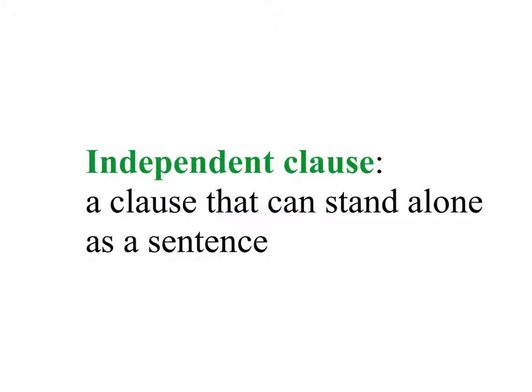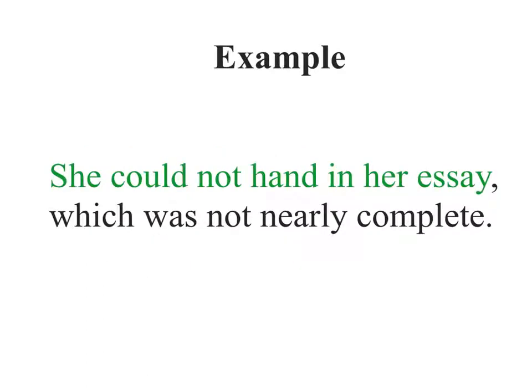But first we're going to start with the independent clause, and that can be a sentence. It is a clause that can stand alone as a sentence. Let's take a look at an example sentence. She could not hand in her essay, comma, which was not nearly complete. So let's just look at the part in green. Is it a clause? Does it have a subject and a predicate? Well, it's a pronoun subject, but the subject is she. And does it have a predicate? Yeah. Could not hand in her essay. Predicate. So it's got a subject and a predicate. That makes it a clause.